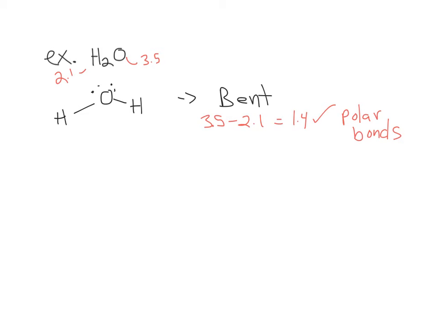Because we have polar bonds, we have to add our partial charges. Partial positives to hydrogen and a partial negative to oxygen. Now we have to look for symmetry, or overall direction of charge. Drawing our arrows from positive to negative, it looks like this. Our arrows are going in the opposite direction. It looks like they're going to the same place, but they're actually headed in the opposite direction.